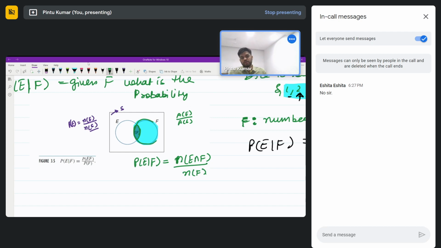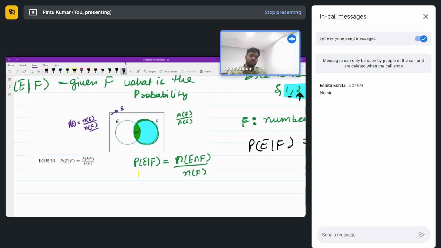So you know that F has already occurred, and you want to find the probability of E. So you just look at this much portion. This is the intersection of your E and F, divided by the number of elements in F. This is your formula for the probability of E given F.